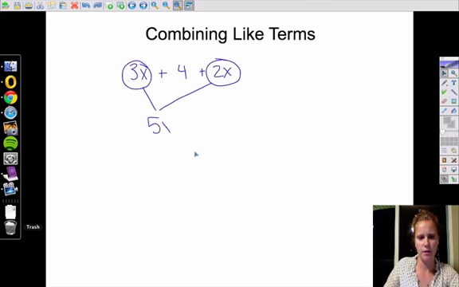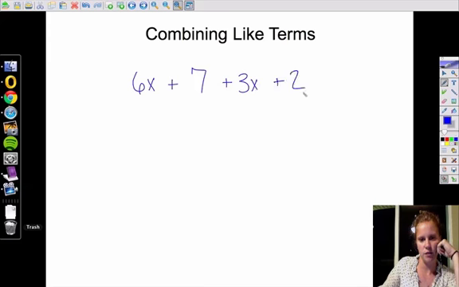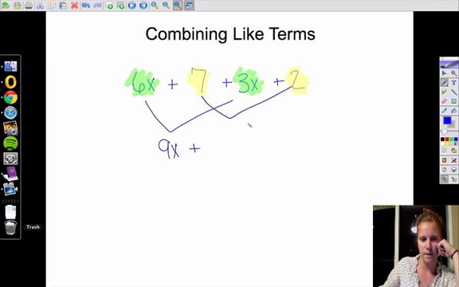And let's do another one. If we had 6x plus 7 plus 3x plus 2. Here, 6x and 3x are like terms, and as well we have 7 and 2 are like terms because they're just whole numbers. So I can simplify this as 9x plus 9. All right, let's try another one.